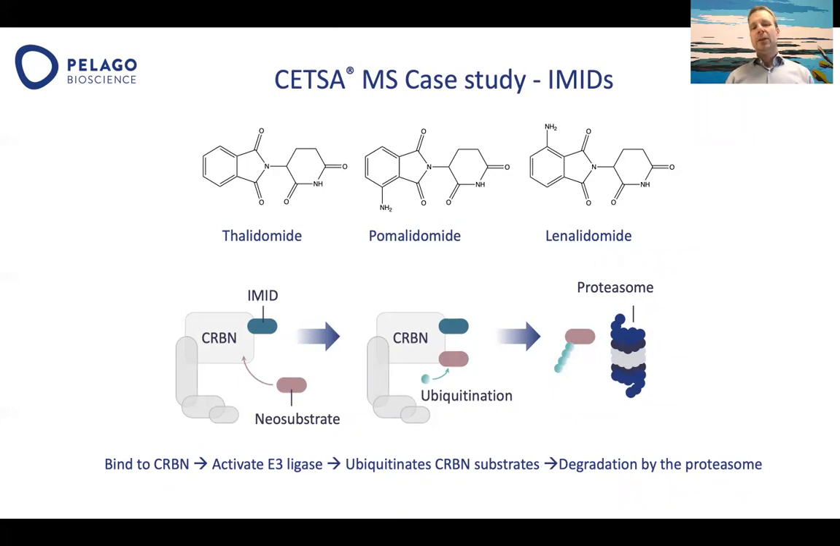The mode of action, which is cartooned on the lower part of this slide, is the result of many clever scientists doing many kinds of studies to discern what the mode of action of the IMiDs is, and it is now well established that the IMiD binds to cereblon. The ligase activity is activated, ubiquitinating the substrates, and then they are degraded by the proteasome.